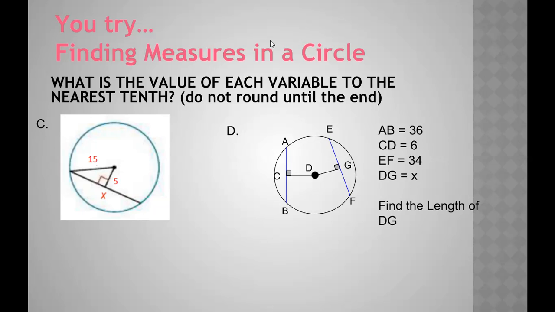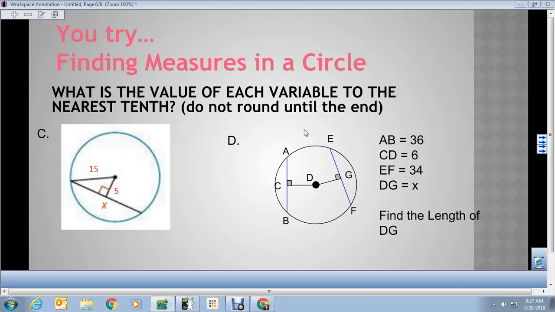Okay, so in part C, this one can be a little tricky. In this one, you're looking for x, the entire distance of the chord. 5 is the distance from the center to the chord. We know it's perpendicular, which means this is bisected. So we're not going to use x as our variable here in our Pythagorean theorem problem. We're going to assign another variable. You can call it whatever you want. I'm just going to call it y.